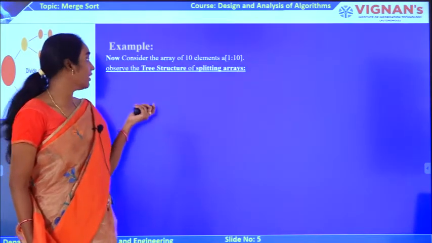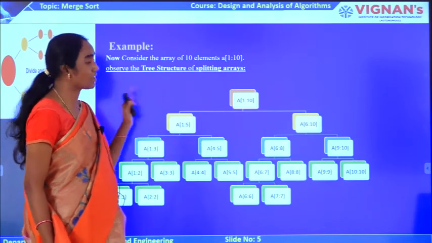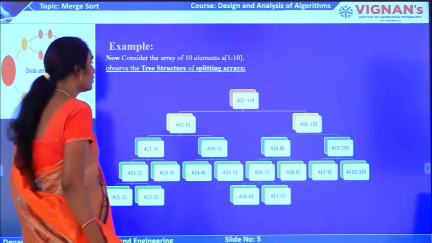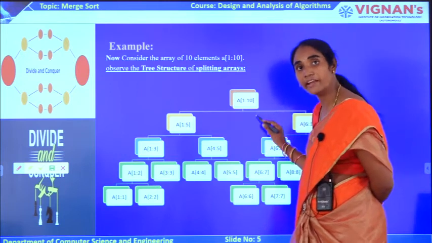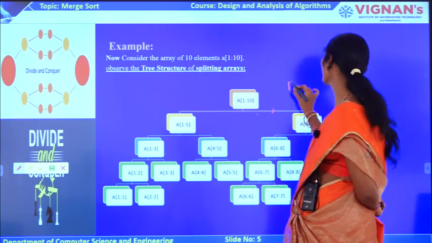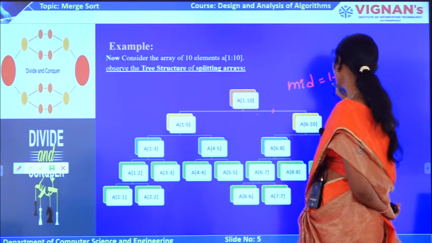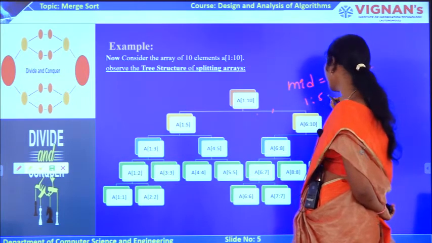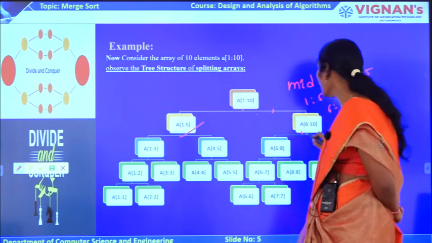Let's see an example whose array size is 10. How do we need to split up the tree structure? Here a of 1 to 10, so the starting index is 1 and the ending index is 10. What is the mid value here? Mid is equal to (1 plus 10) by 2, which is equal to 5. So 1 to 5 is one list and 6 to 10 is another list. That's why a of 1 to 5 and 6 to 10.